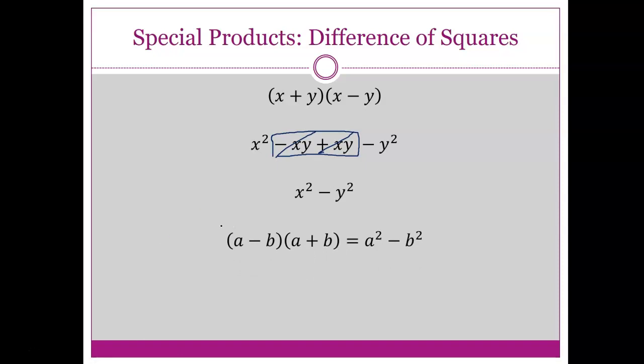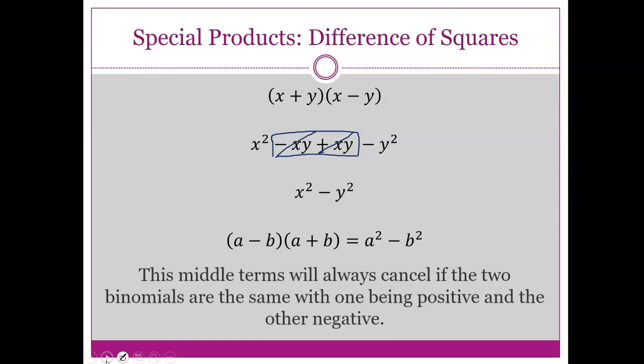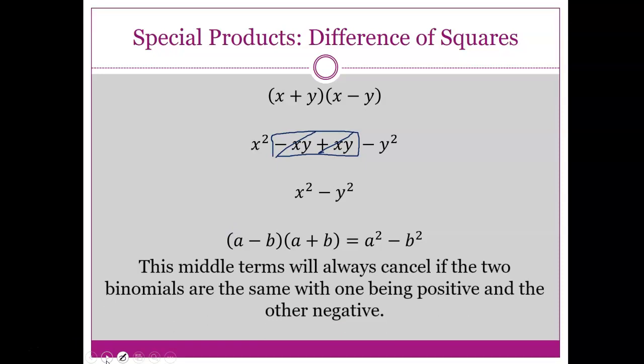So we have that formula represented down here with the a's. But again, all it means is that the middle terms will always cancel if the two binomials are the same, with one being positive and the other negative. The reason I bring this up is because when we are multiplying and the numbers we're multiplying are a little bit more complicated, then this little trick helps us get through them faster.